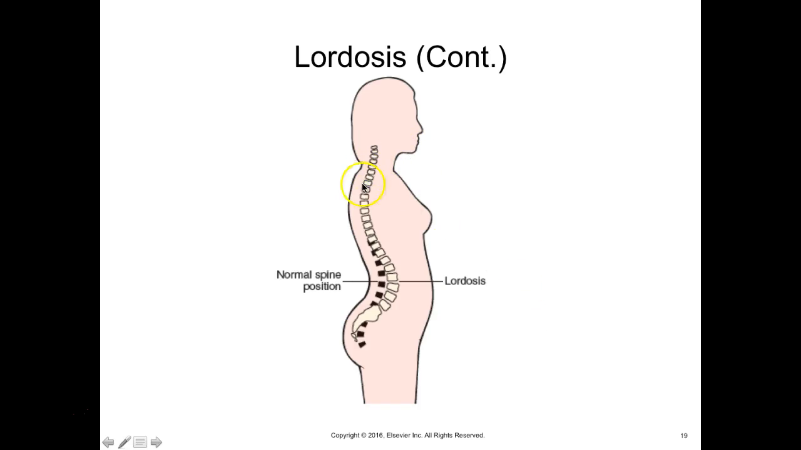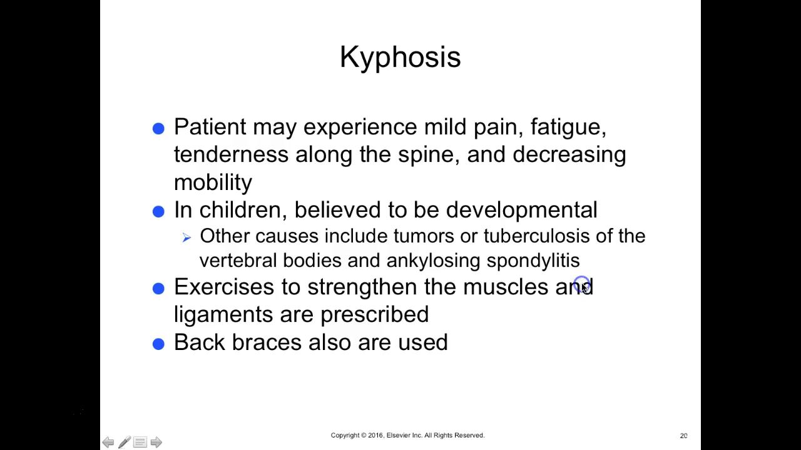And here you can see lordosis. So this here is a normal spine, the black lines here, and then this is the spine with lordosis. So it's very exaggerated here. So this would cause a lot of discomfort in the back.